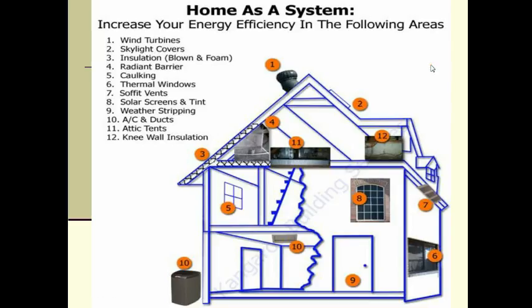Here are ways you can increase the energy efficiency of your home. Make sure that your skylight covers are caulked, they're sealed. Use a good insulation. Check your soffit vents. Put in thermally good windows. Use solar screens. Number 5 is actually caulk. I can't say it enough.